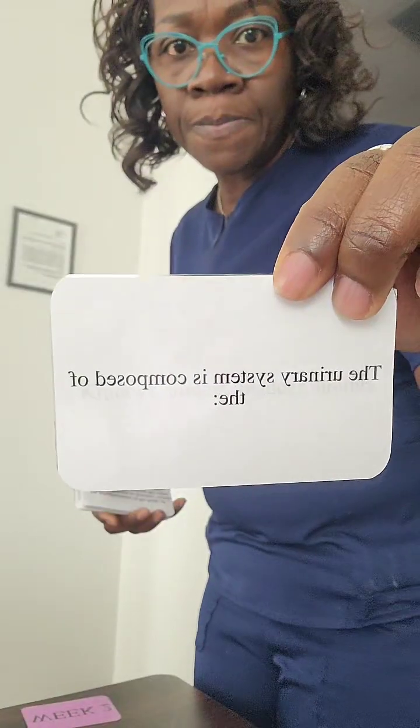Okay, now I'm not answering this one. The urinary system is composed of what? Bladder. Yes. So bladder, uterus, and cervix. Yes, and one more. There's one more. Urethra. Yes. Urethra.